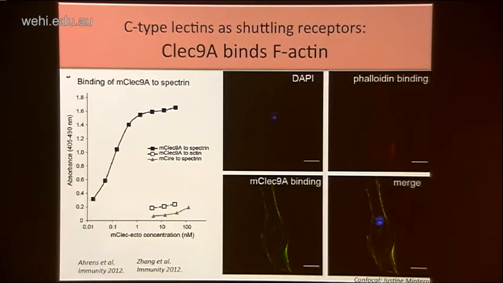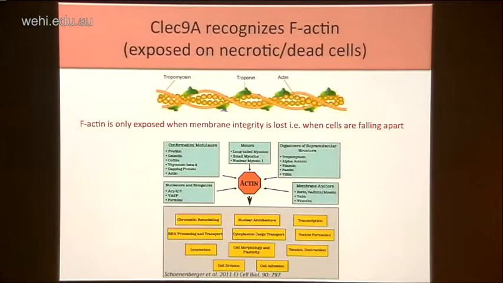She then went on to show that CLEC9A actually binds filamentous actin. So here you have dead cell binding phalloidin. Phalloidin actually binds filamentous actin, and you can see it in red. And here you see binding of soluble mouse CLEC9A, and you can see that it looks identical. So in fact, when you superimpose the two colors, it turns yellow, and that means that it's co-localized, that the same components are binding both dyes. In other words, CLEC9A recognizes filamentous actin.